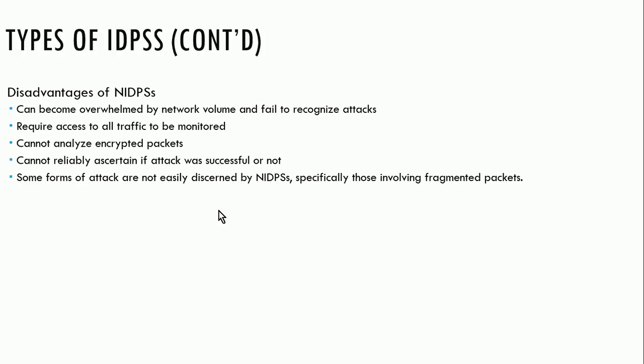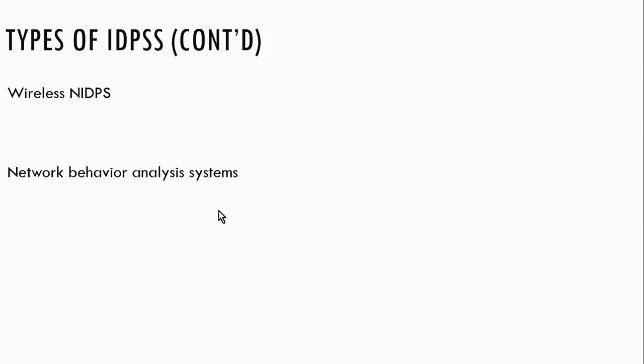So some disadvantages is they can become overwhelmed by network volume. If you have a lot of traffic on the network, you need a very high-end IDS to handle all that traffic. It has to have access to all the traffic that it's monitoring. So if you have a lot of encrypted packets on your network, a lot of that will be difficult for the IDS to work with. It doesn't have access to what's happening inside those encrypted packets. It doesn't necessarily know if an attack was successful or not, so you lose a little bit of intelligence with that. And some forms of attack are not easily detected. Like I said, if somebody sends you a virus in an email, a network intrusion detection system will probably not detect that. You would have to rely on host-based systems to do that.